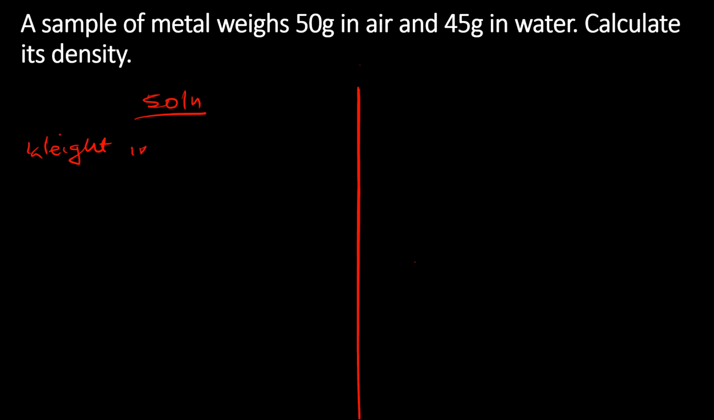So weight in air is 50 grams. Weight in water is 45 grams. So we have to find the density of the metal.